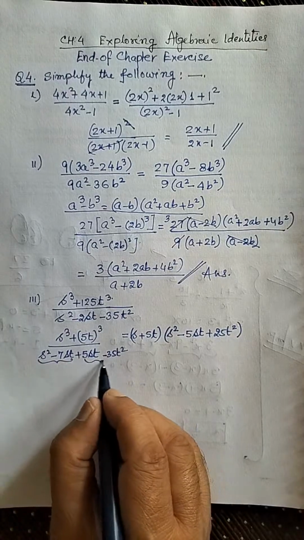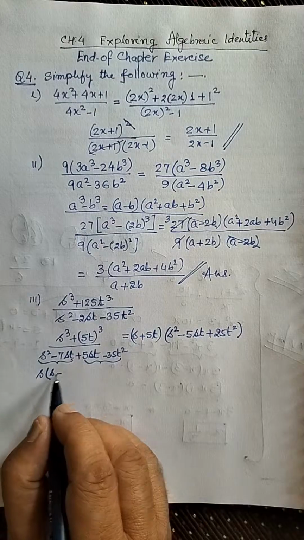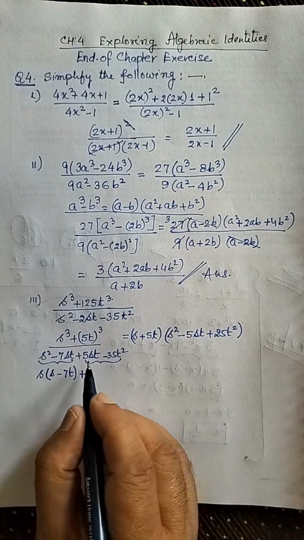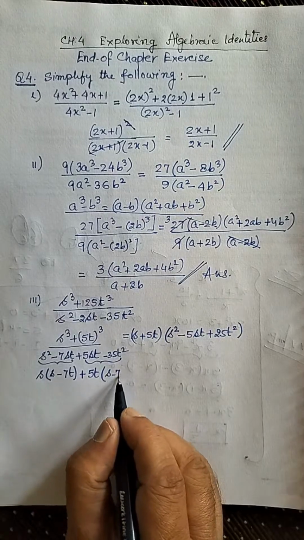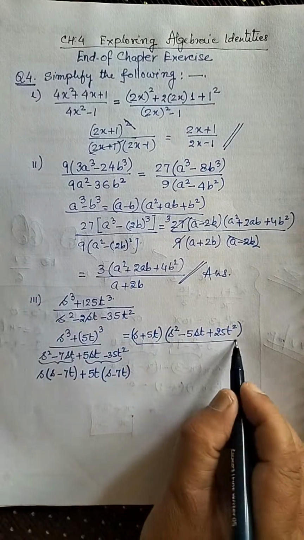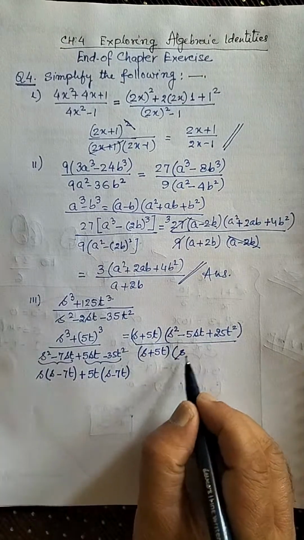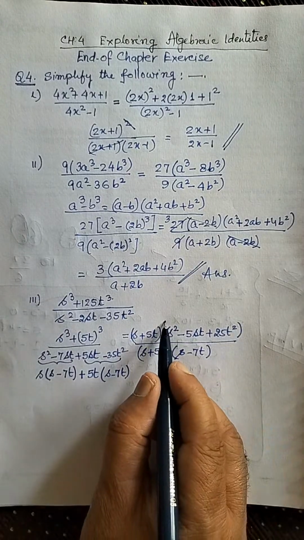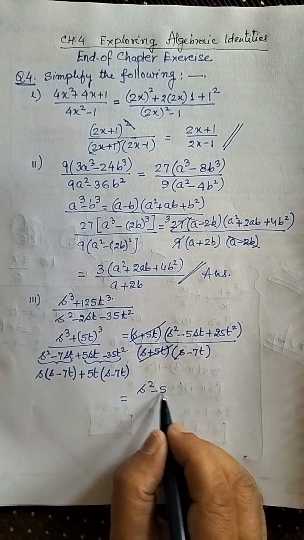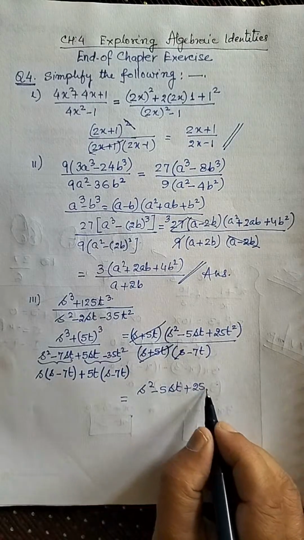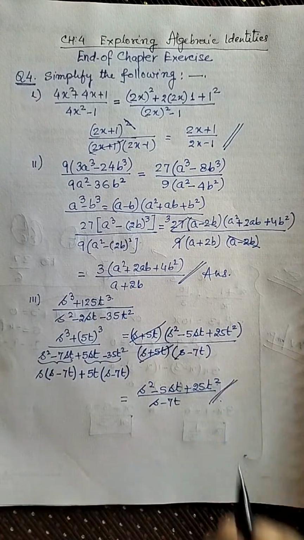Now making this and this as groups, we will take s common and we are left with s minus 7t, plus take 5t common from here, you are left again with s minus 7t. So our factors are now s plus 5t and s minus 7t. Now very clearly you can see s plus 5t gets cancelled and you are left with s square minus 5st plus 25t square upon s minus 7t. This is your final answer.